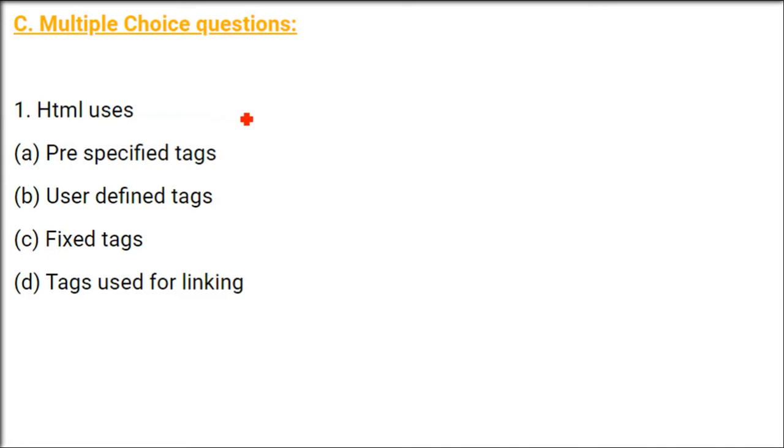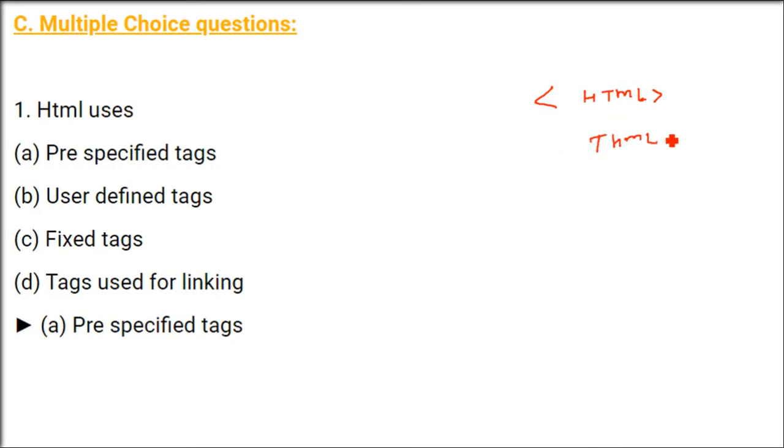HTML uses, multiple choice question we are looking at. HTML uses what? It uses pre-specified tags. Now this HTML you are using, this is a pre-specified tag. And you say, no, I don't want to use HTML, I want to use say THML. It won't work, because this is a protocol. That is how the browser is going to see this page with the HTML tag, and then only it is going to open it. So if you want to create your own tag, you have to go to XML, extensible markup language.